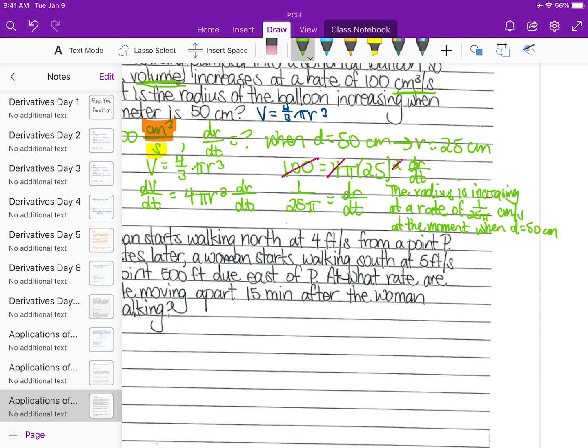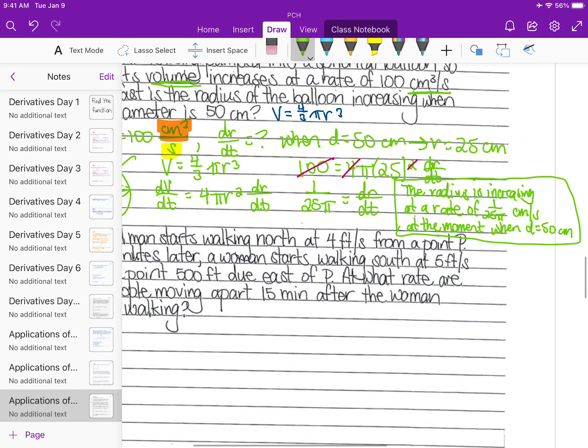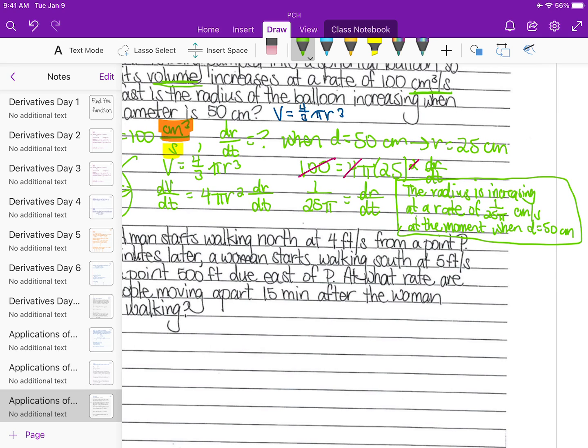Okay. Now, if I plugged in a different number, let's say if the diameter was 100 centimeters, I would be plugging a different number in. That's really loud. That's fun.